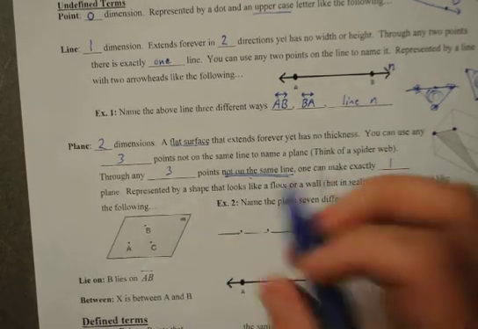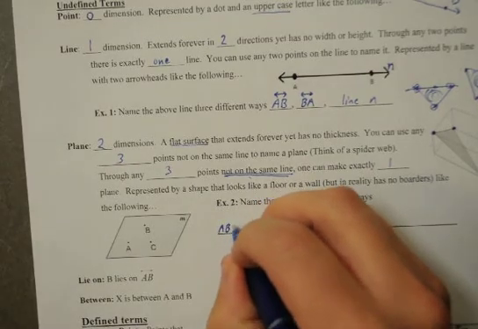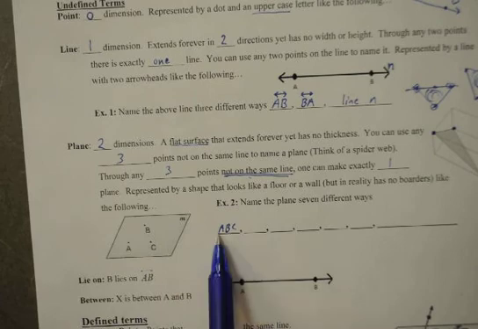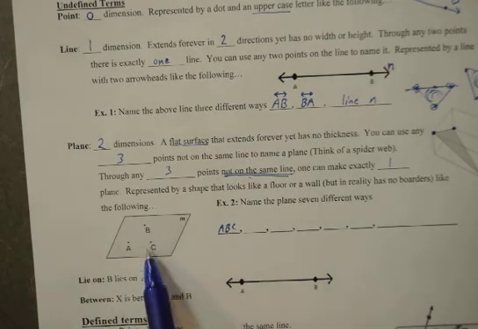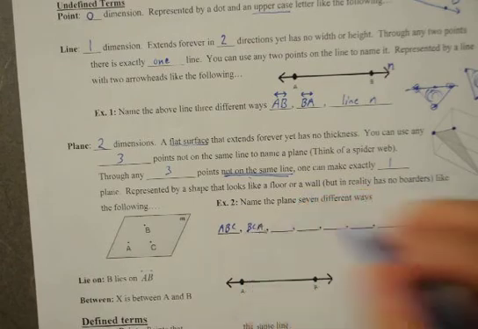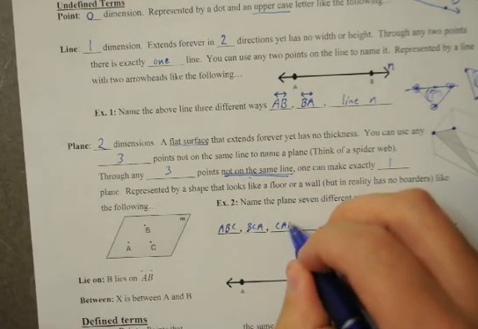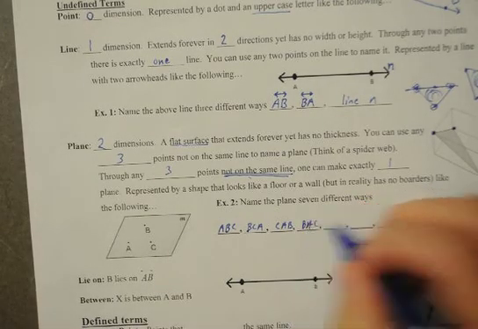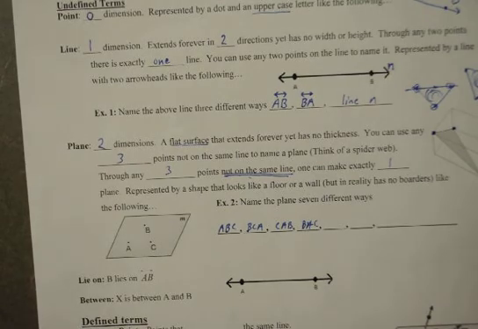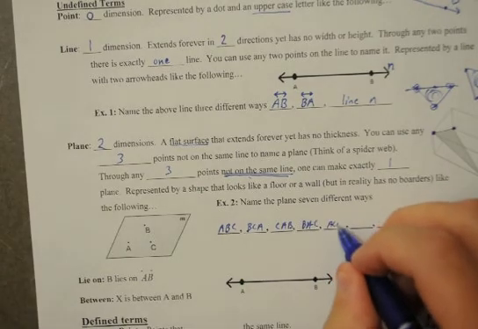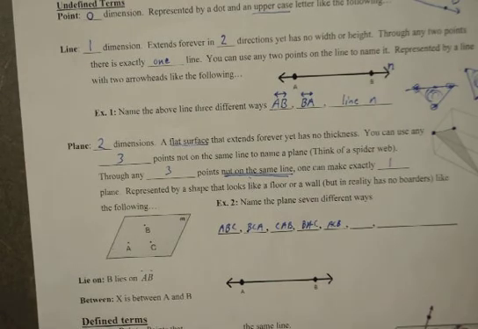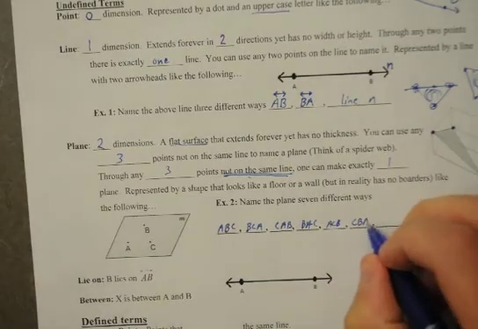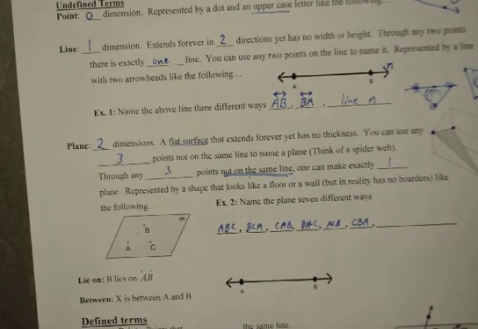So there's lots of ways to name a plane. You just have to state 3 points that are on the plane. So this is plane ABC. That's it. That's how you name this plane. Or you could say plane BCA, or plane CAB, or plane BAC, or plane ACB, and I'm missing one. CBA, there we go. So basically order doesn't matter again, but for a plane you have to use 3 points.